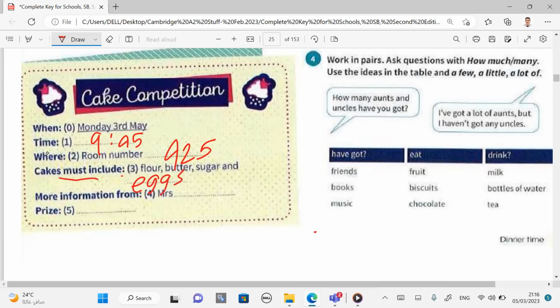Okay, here you must include, but the fruit, vegetables, or any other stuff based on your taste or decision. But it must include eggs. Okay, for more information, Mrs. Pallister. How to write it?